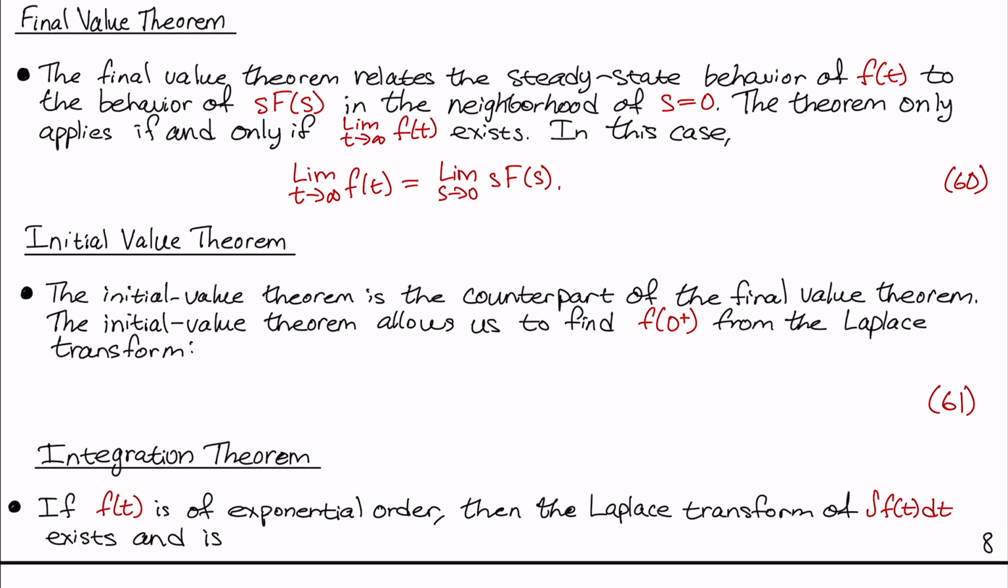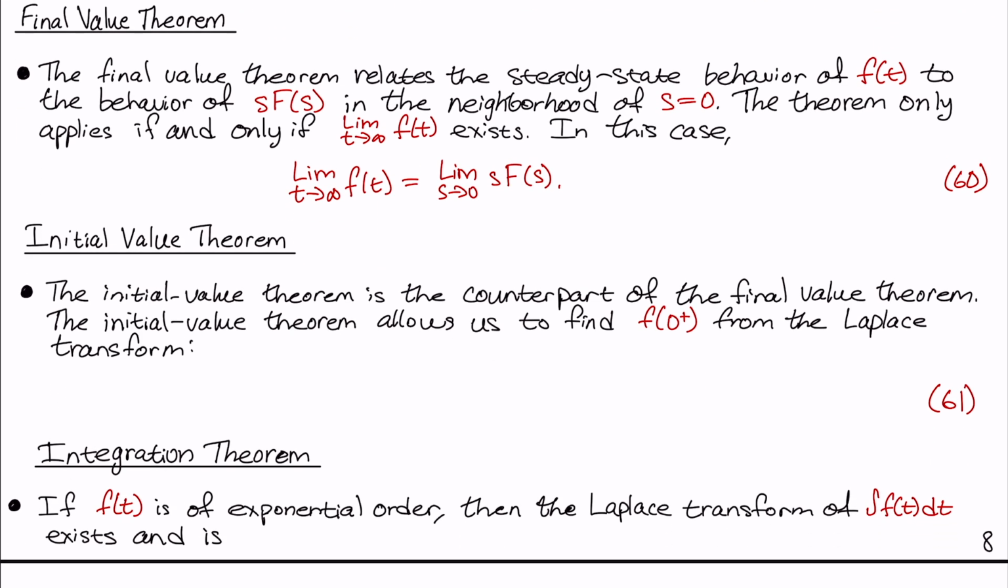Then the initial value theorem is the counterpart to that. It allows us to find what happened at just slightly before 0, not exactly at 0, but a little bit before. And in this case, we can write that f of 0 plus is equal to the limit as s goes to infinity of s times F of s.